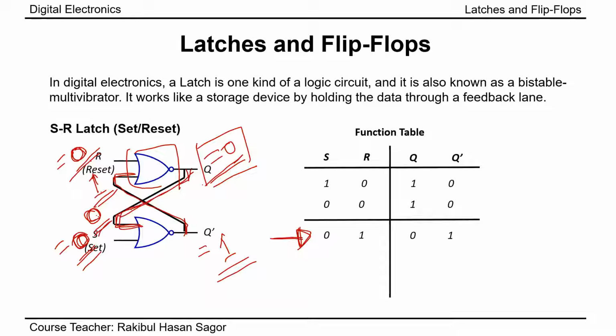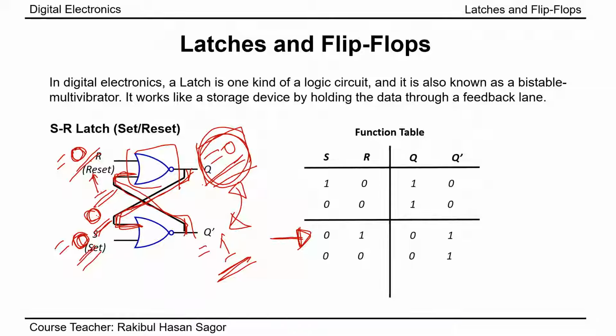This 0 and 0 will give me the value equal to 1, q prime equal to 1. This 1 will appear here, this 1 0 will give us a value q equal to 0. So we can say these outputs are stable outputs. So for s equal to 0, r equal to 0, we are getting a set of output where q equal to 0 and q prime equal to 1.